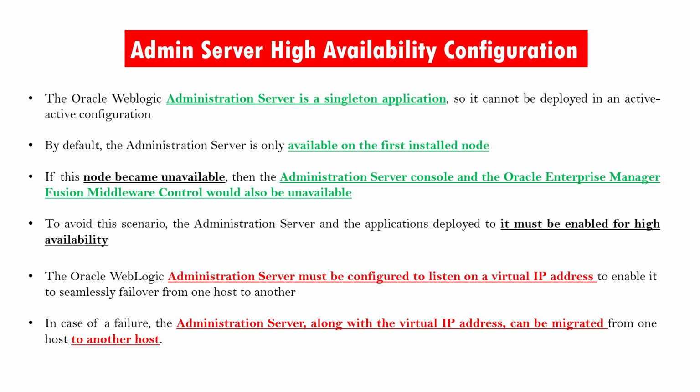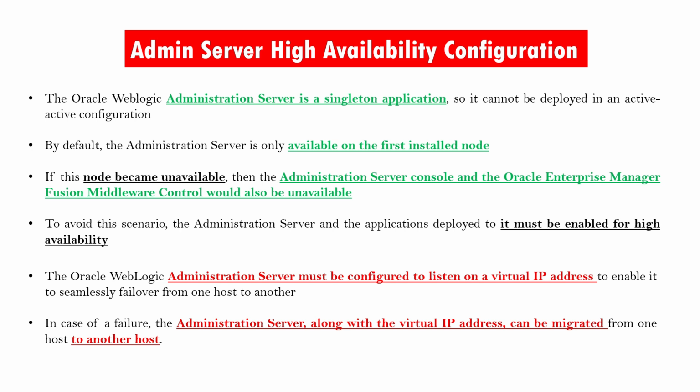So in case of a failure, the admin server along with the virtual IP address can be migrated from one host to another. For example, if your admin server is running on node 1 and we have configured it with the virtual IP, and if that machine crashes, or maybe you are going to have a downtime for the admin server, what you can do is disable the virtual IP on node 1.